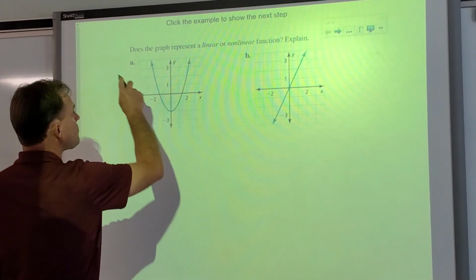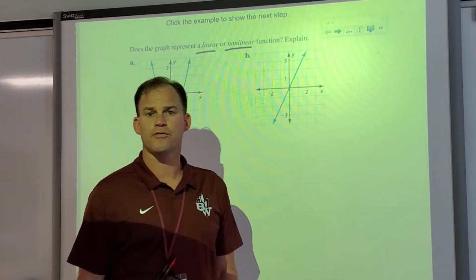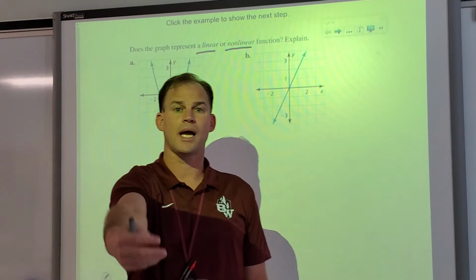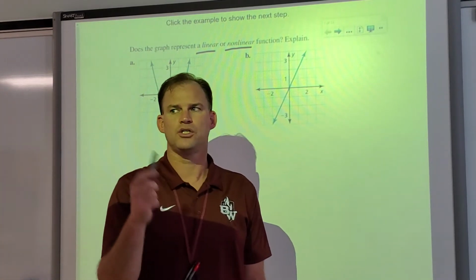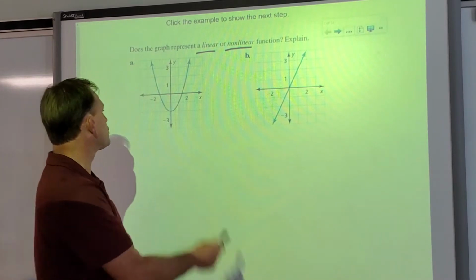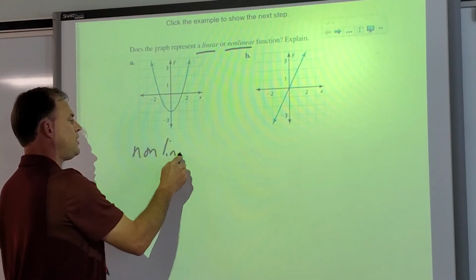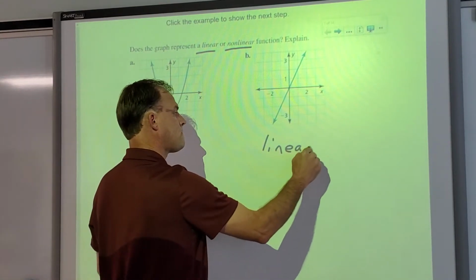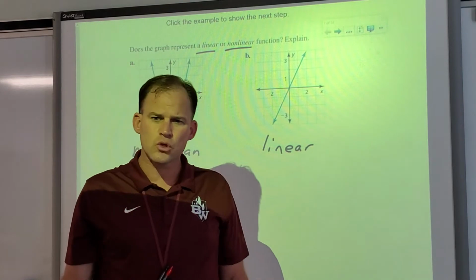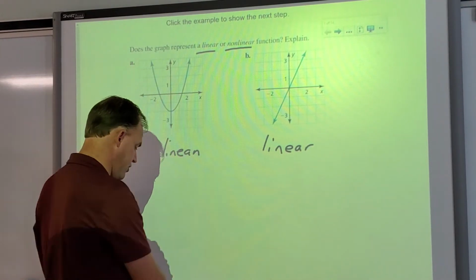So, does the graph represent linear or nonlinear functions? Linear means straight line, nonlinear means not a straight line. It doesn't have to be a curve, just not a straight line. Okay? So this obviously would be non-linear. This would be linear. That is a straight line. So it's pretty easy to tell if I show you a graph of linear versus nonlinear.